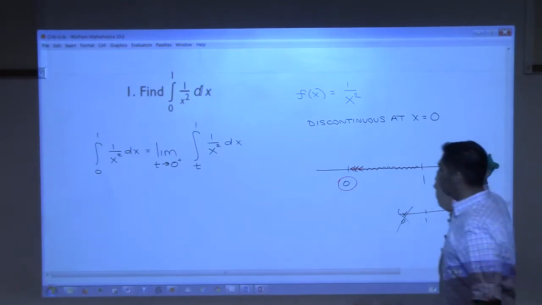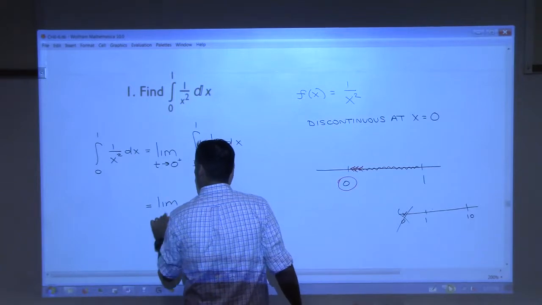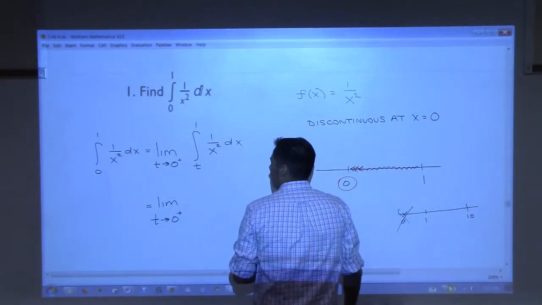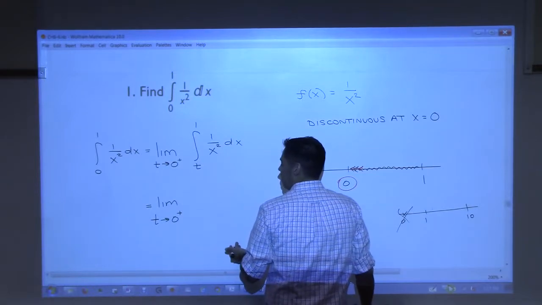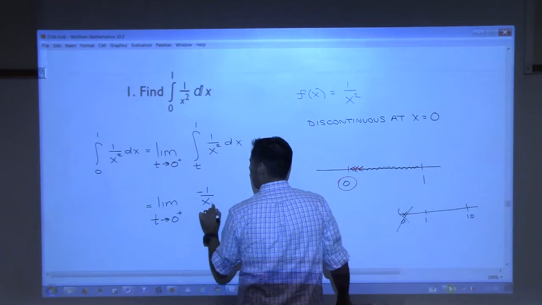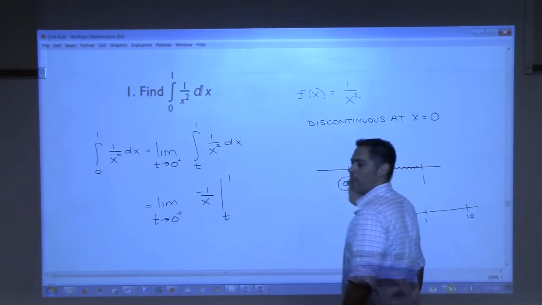All right, now, leave this here. Now this is still a limit. t is approaching 0 from the right. And let's go ahead and take the antiderivative, right? So if we take the antiderivative, we get negative 1 over x. And we're going to evaluate this from t to 1, right?